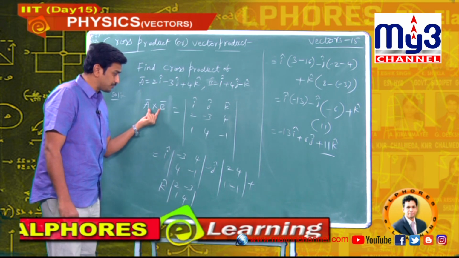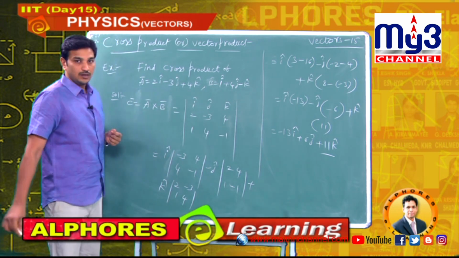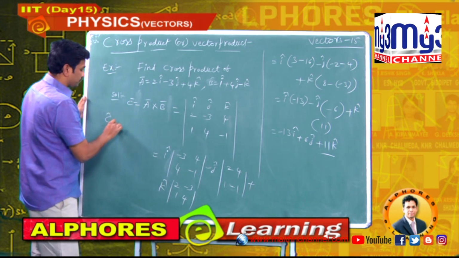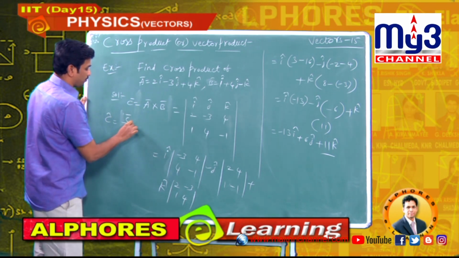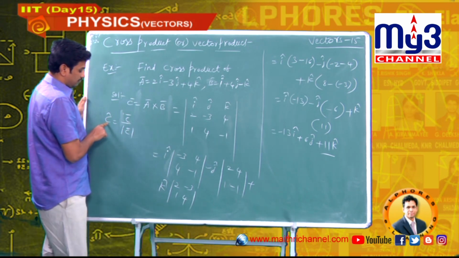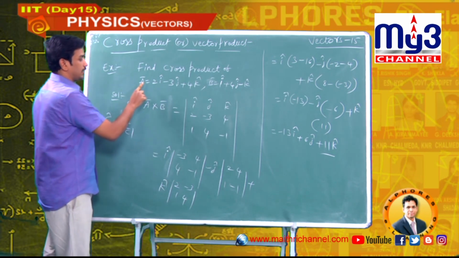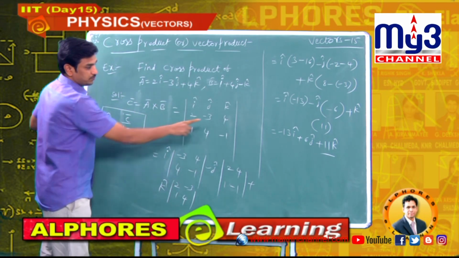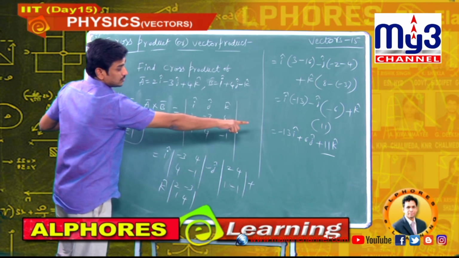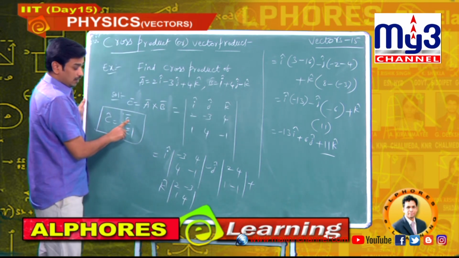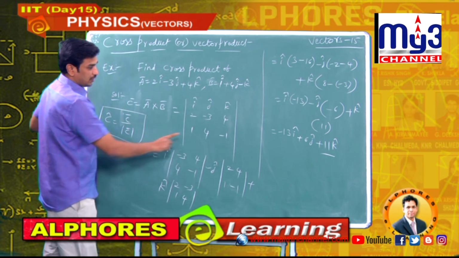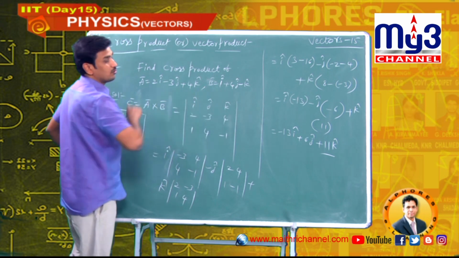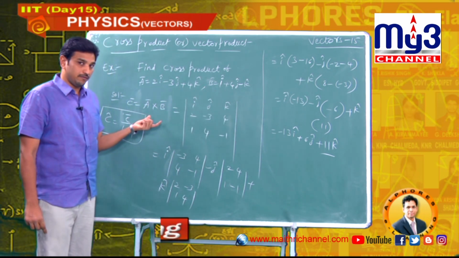So we should calculate the unit vector of c bar. What is the unit vector of c bar? c cap is c bar by mod c bar. So this is the unit vector perpendicular to a bar and b bar. In this way we should calculate. What is c bar? Minus 13 i cap plus 6 j cap plus 11 k cap. How to calculate the magnitude of c bar? Square root of minus 13 whole square plus 6 whole square plus 11 whole square. That we already discussed.